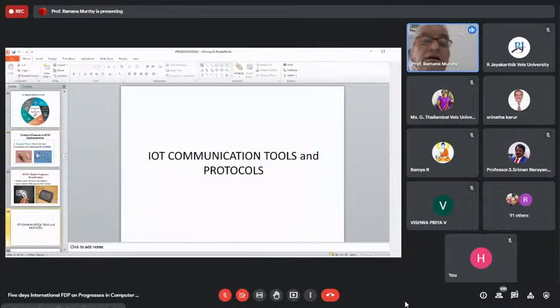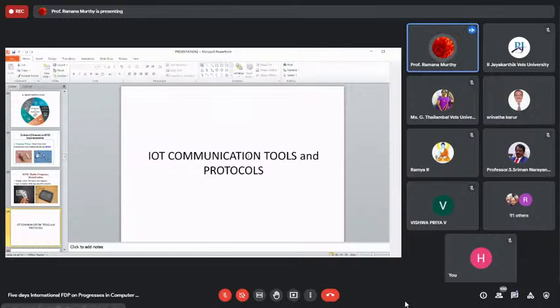Then next comes the IoT communication tool. This is a very important thing. Without this, the thing will not exist. Because communication is nothing but the transfer of a message from one party to the other. We have to do it. How are we going to do it? And what makes the transmission or communication effective? All these things you have to take into consideration.